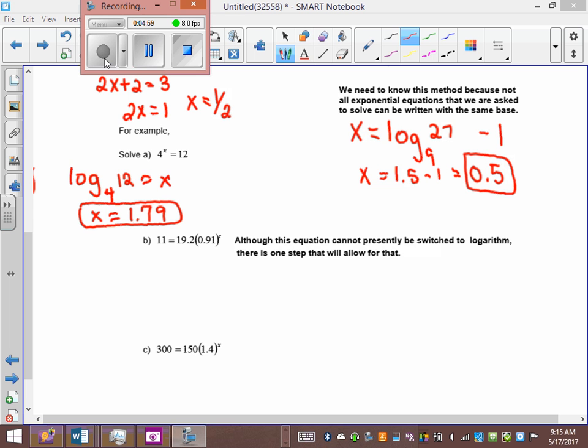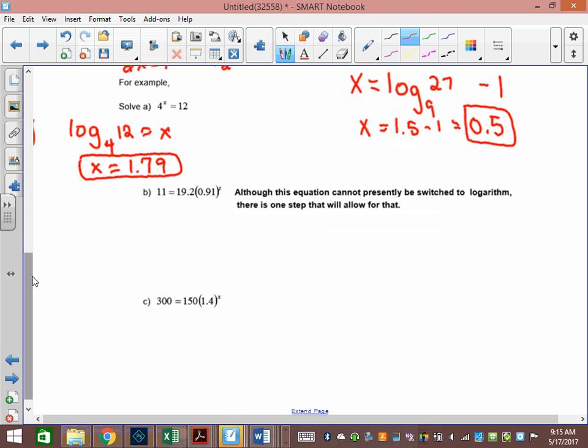For B and C, people do not often notice that you can convert it to a log because they're like, but it's not just a base and a base equals an exponent. These are exactly like your word problems were last unit in exponential before we wrote it. This is final, this is initial. This is final, this is initial. What did I always tell you to do first?